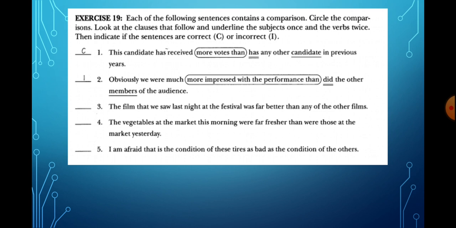Number 2: obviously we were much more impressed with the performance than did the other members of the audience. We were much more impressed. We is the subject, were is the verb of the sentence. More impressed with the performance than, this is the comparative sentence. Did, then we have, obviously, an inversion with comparison. We have did, the other members. Now, when we look at the inversion, first we might say this is a correct inversion, because did is the helping verb and members is the compared to.